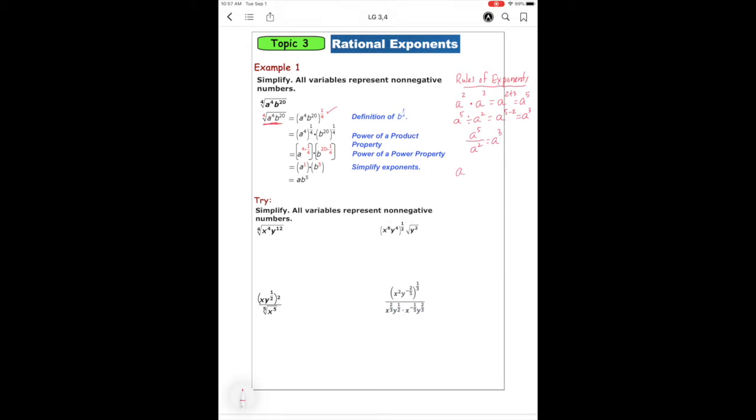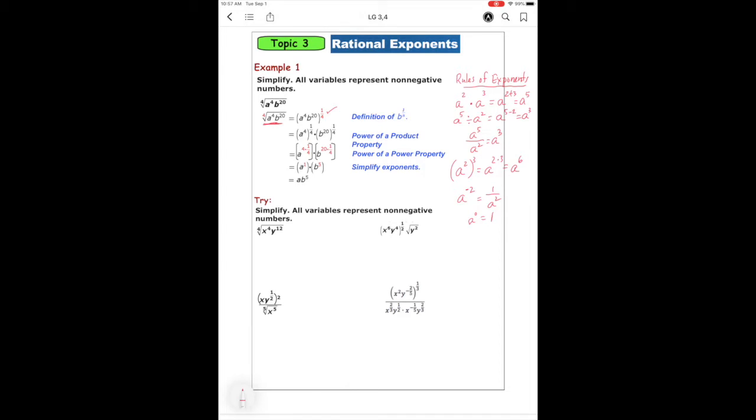Then we had power to power. So if I have a to the 2 in brackets to the 3, we multiply. So 2 times 3, so it's a to the 6. All right, so those are some of the basic ones. And the other one, if we had a to the negative 2, remember this negative means 1 over a squared. All right, and there's one more rule. We have a to the 0, it's 1.